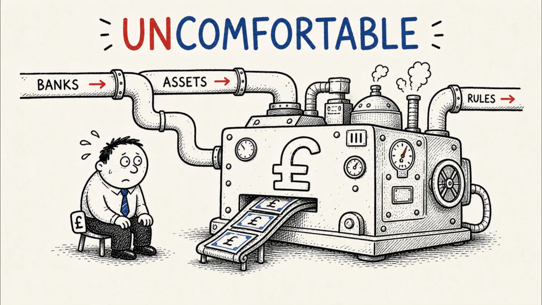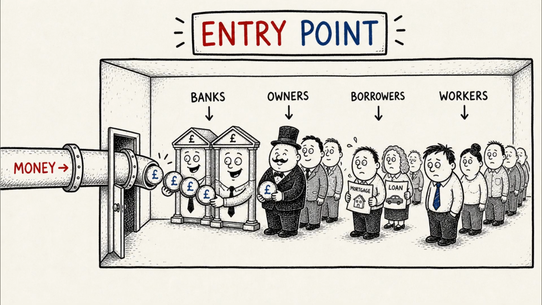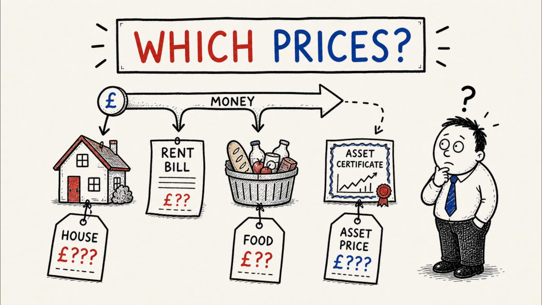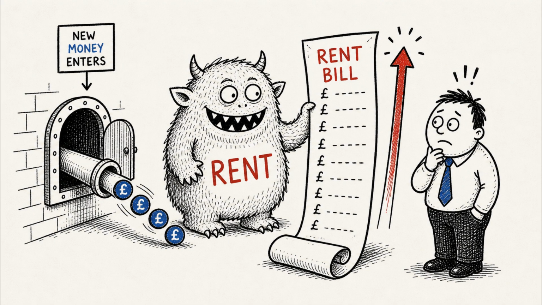So this is a pretty uncomfortable pattern. Money creation is not just about quantity, it is about entry point. Who gets it first? What do they use it for? What prices does it push up? Who benefits immediately? And who pays later through debt, rent, taxes, inflation, or low public spending?